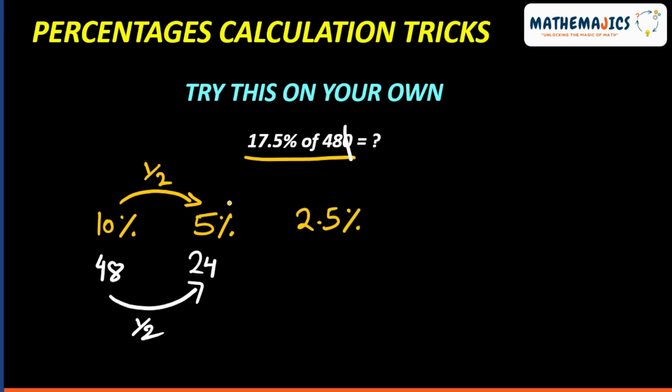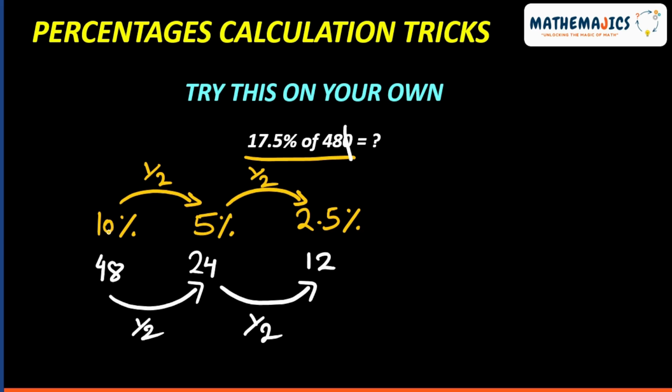What is 2.5%? 2.5% is half of 5%, correct? 2.5% is half of 5%. So 2.5% of 480 will be half of 24, that is 12.